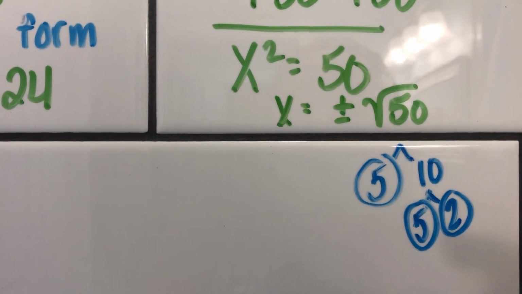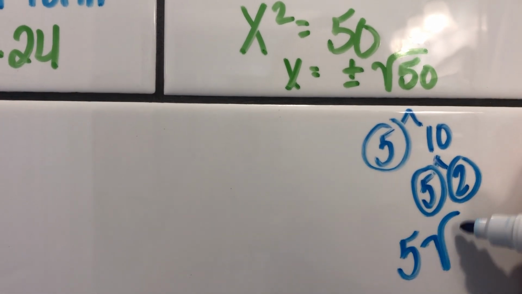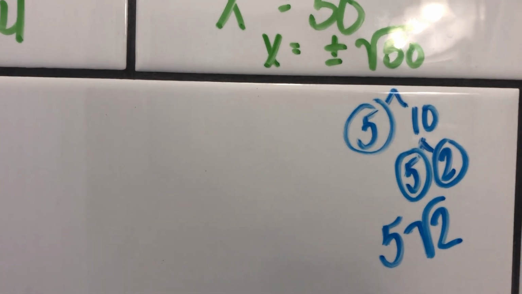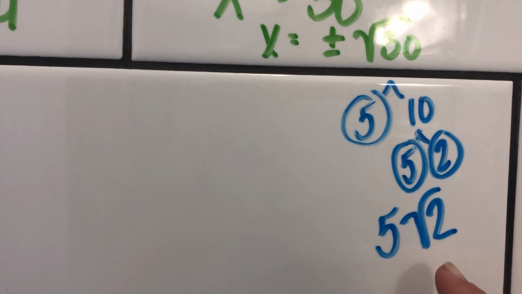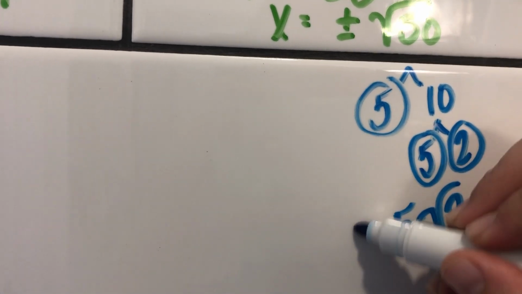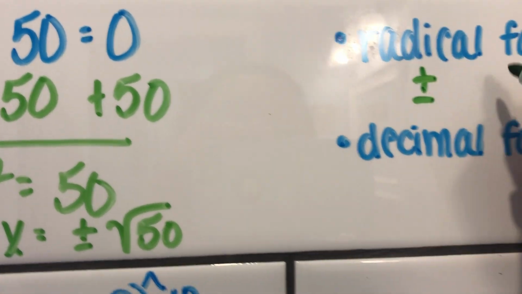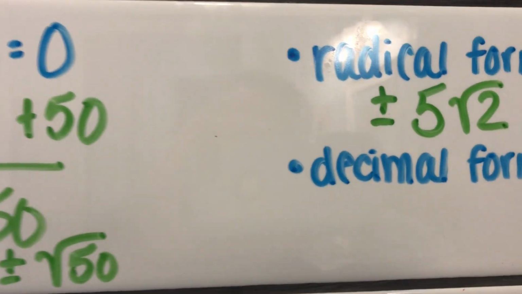Now, if you remember back to the radical unit, I know when I have a pair, that can come outside. And if I don't have a pair, it stays inside. So 5 root 2 is what I have here. So this is actually going to be simplified radical form, the positive and negative version of that. So I had an extra step on it. We needed to simplify that radical.